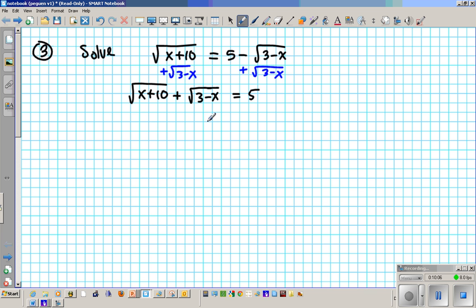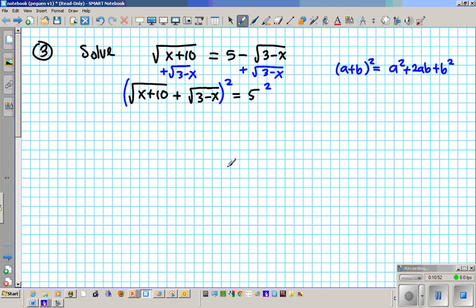Now to get rid of the square root, I'm going to square both sides. So this side is squared, and this one is squared. How do I square this monstrosity over here? Let's use that formula I showed you before. The formula is a plus b squared. So a plus b squared is what? a squared plus 2ab plus b squared. So that's the formula we're going to apply here.